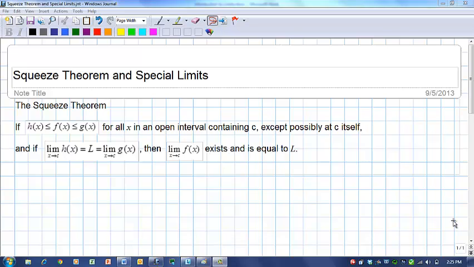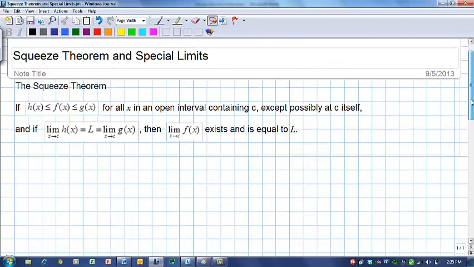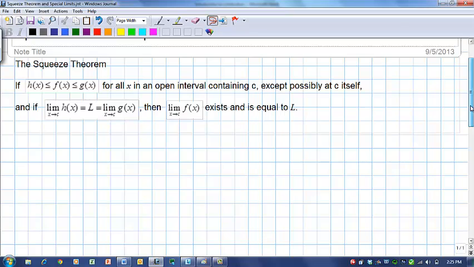In this video, we're going to talk about the squeeze theorem and then three special limits that can use the squeeze theorem to prove them. So the squeeze theorem says this: if h of x is less than or equal to f of x is less than or equal to g of x for all x in an open interval containing c, except possibly at c itself, and if the limit of h of x and g of x both equal L, then the limit of f of x exists and is also equal to L.